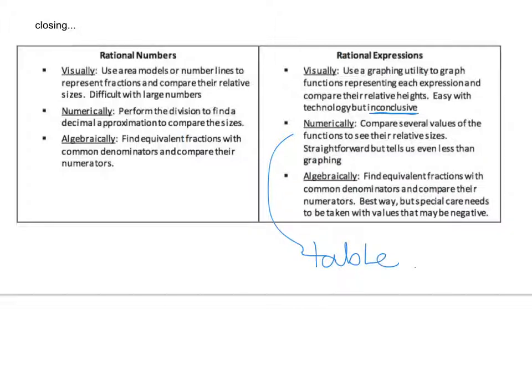Then algebraically, rational numbers, find equivalent fractions with common denominators and compare their numerators. Okay, and then rational expressions, algebraically, find equivalent fractions with common denominators and compare their numerators. Best way, but special care needs to be taken with values that may be negative. Remember, our inequalities change when we mess with negatives.